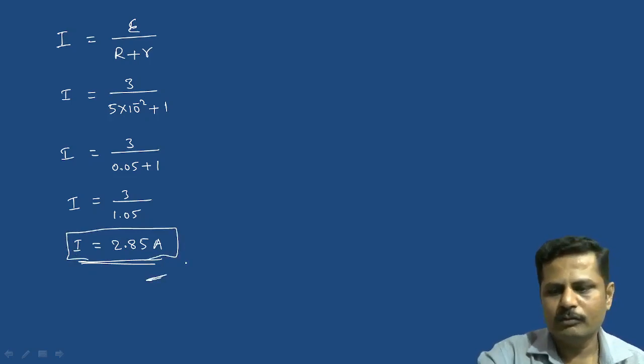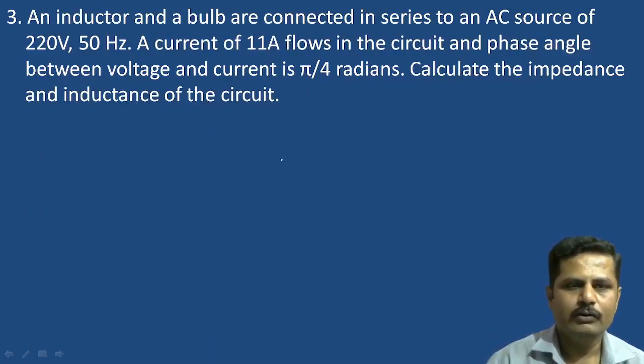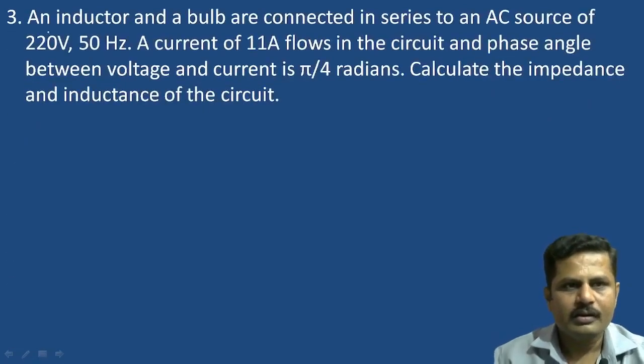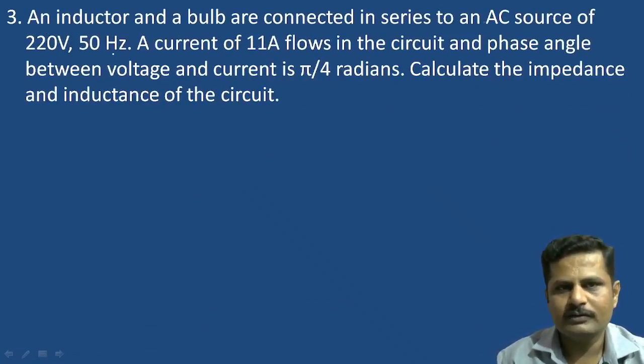Let us move to the next question. An inductor and a bulb are connected in series to an AC source of 220 volt, 50 hertz. A current of 11 ampere flows in the circuit and the phase angle between the voltage and the current is pi by 4 radians. Calculate the impedance and the inductance of the circuit.